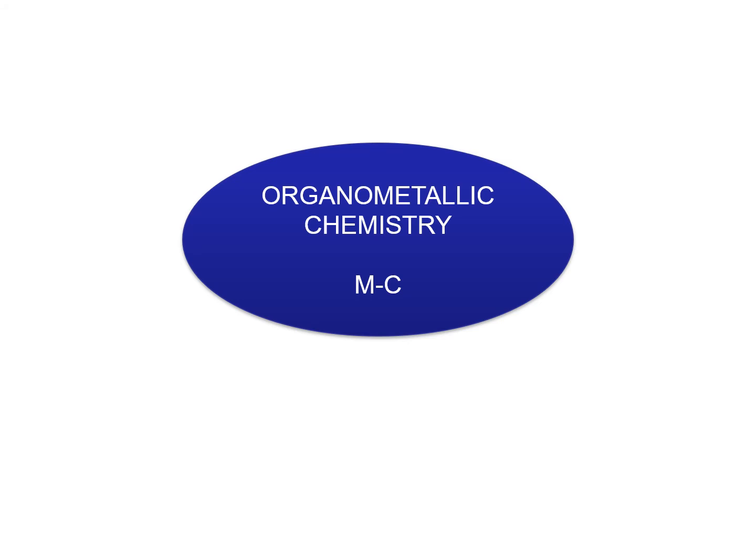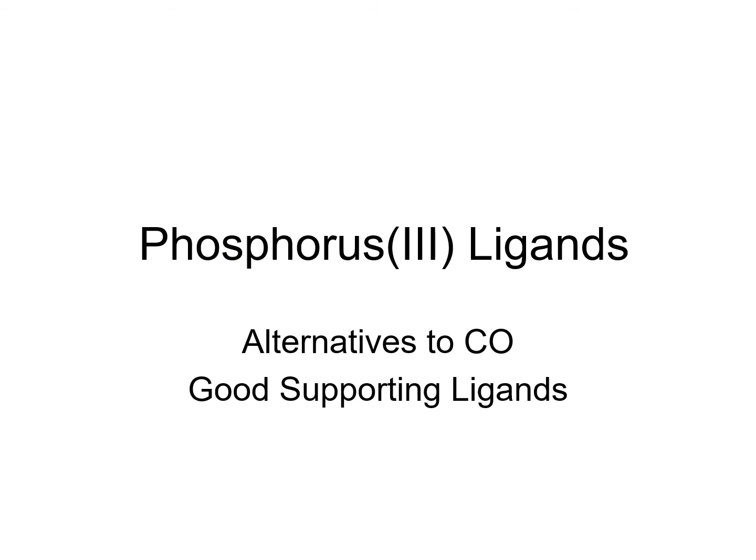In this lecture, I'm going to talk about the ligand phosphine or PR3. It's a trivalent phosphorus. And before I do that, I will introduce you to the ligand map again because we have to understand the role of phosphorus ligands in the context of studying organometallic chemistry. They are extremely good supporting ligands.